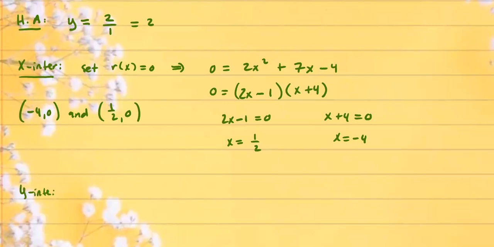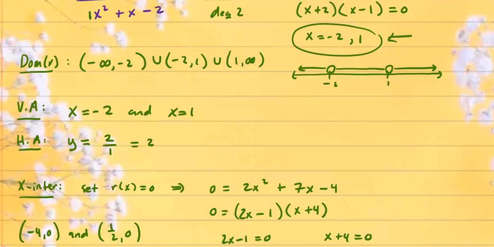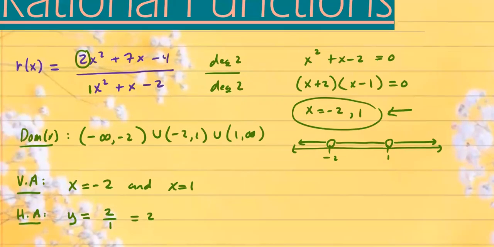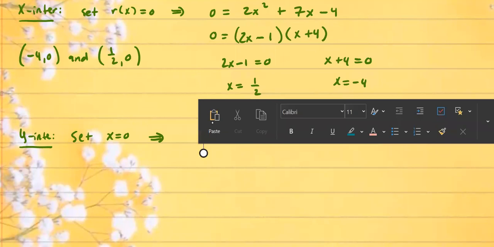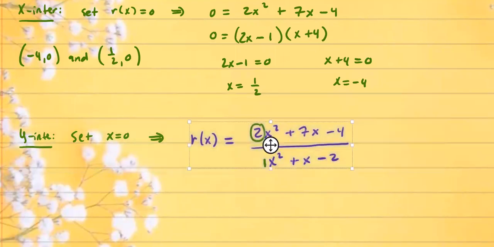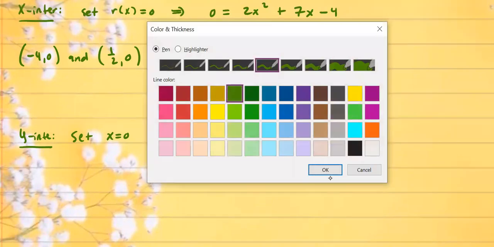Now, lastly, we're going to find the y-intercept. Now, the y-intercept is easier than finding the x-intercept because you're simply going to set x equal to 0. If we set x equal to 0 into the original equation, let me go ahead and copy this function so that way we don't have to keep coming back and forth. So I am going to set x equal to 0 in this function.